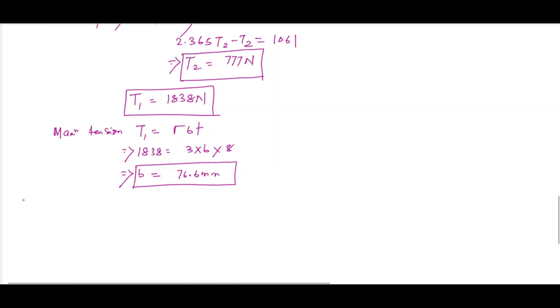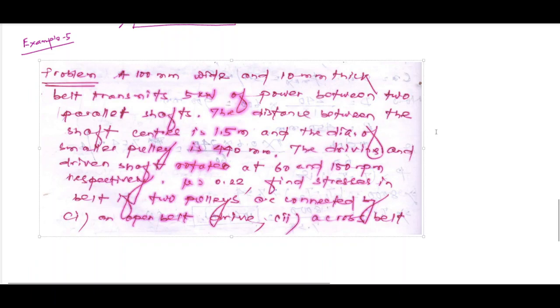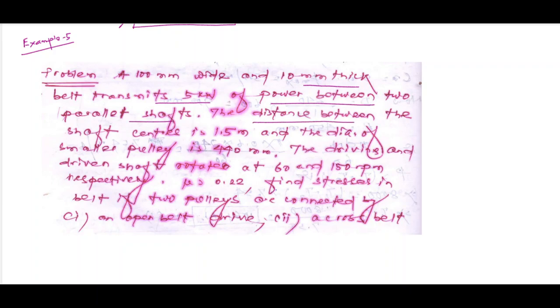Let's say example 5. Here you can see a 100 mm wide and 10 mm thick belt transmits 5 kilowatt of power between two parallel shafts. The distance between the shaft centers is 1.5 meter, that is x is given. The diameter of the smaller pulley, small d, is given, and the driving and the driven shafts rotate at 60 and 150 rpm respectively. Mu is 0.22.